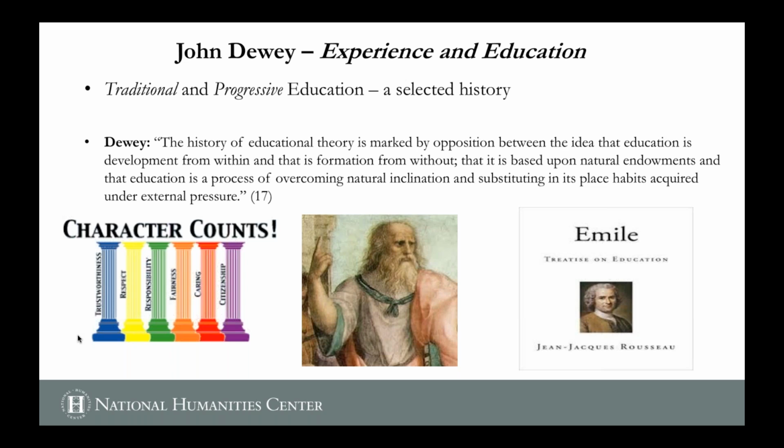And so Dewey writes, the history of educational theory is marked by opposition between the idea that education is development from within and that it's formation from without, that it is based upon natural endowments, and that education is a process of overcoming natural inclination and substituting in its place habits acquired under external pressure. So basically, what Dewey is getting at here is this overarching tension.